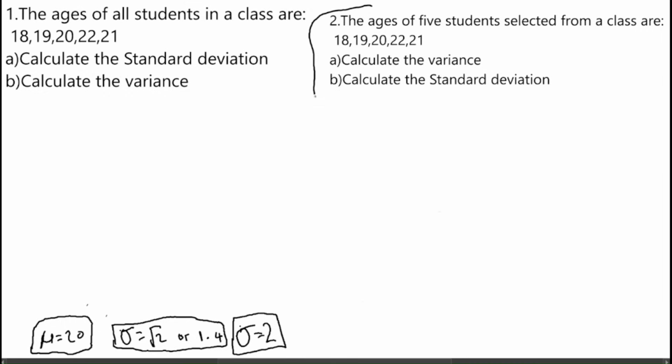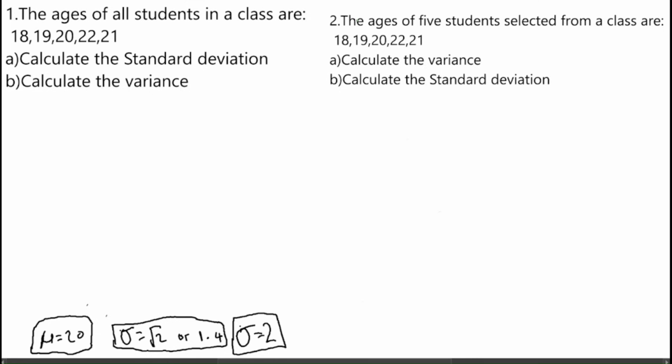So let's solve question number 2. It says the ages of 5 students selected from a class are 18, 19, 20, 22, and 21. So calculate the variance, calculate the standard deviation. So how are we going to treat this data? Is it as a population or as a sample?